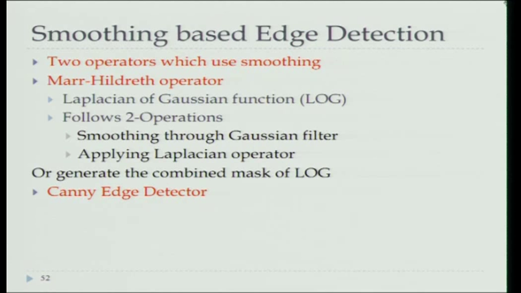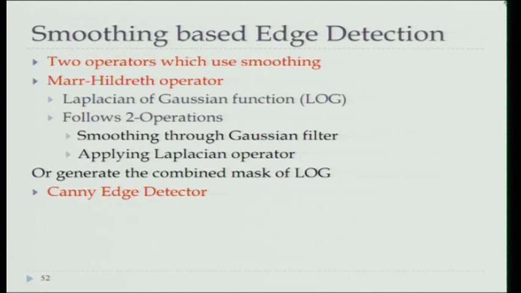So, there exist two operators which use the smoothing. One is the Marr-Hildreth operator. It is a very simple one. What it does: first I will use the Gaussian filter to remove the noise, and then I will use the Laplacian on the Gaussian filtered image, and that is why its name is Laplacian of Gaussian, LoG. So, Laplacian of Gaussian is nothing but first you use the Gaussian filter to smooth it, and then use the simple Laplacian operator on the Gaussian filtered image.